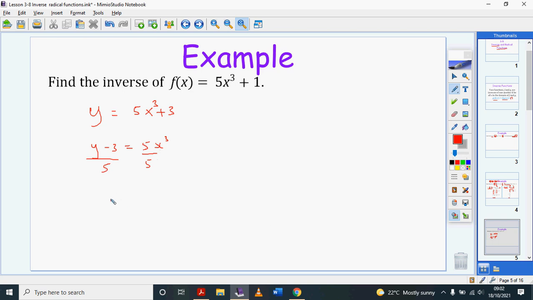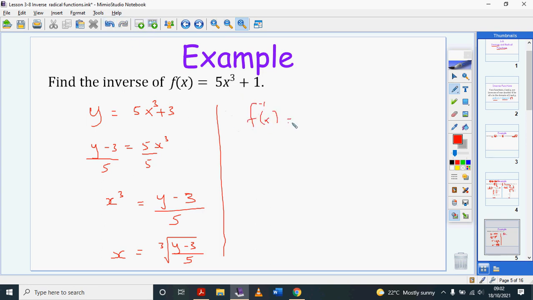Then I'll have x cubed is equal to y minus 3 divided by 5. And when I try to find x, that will be the cube root of y minus 3 divided by 5. So the only thing I have left at this stage is to rewrite it and replace my y with x, and replace x with the inverse function notation. So my inverse function of x will be the cube root of y minus 3 divided by 5.